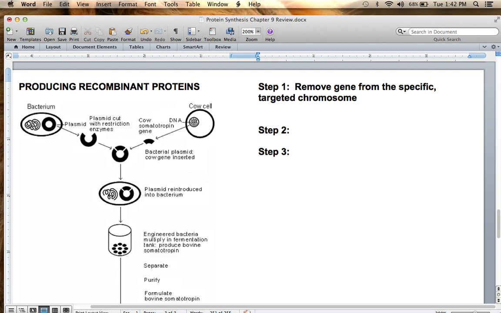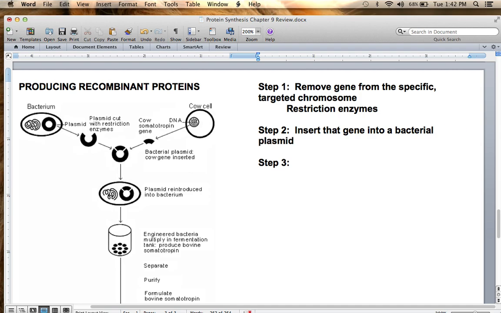The way this is done is through specific enzymes called restriction enzymes, and they act like molecular scissors. They go in and snip, snip, snip, and basically remove the gene you care about, and they leave sticky ends on that gene, so the gene wants to combine back up with some more DNA. It's almost like a magnetic attraction, something sticky. It wants to combine back in. So you removed the gene from the specific chromosome, and then step two is you're going to insert that gene into a bacterial plasmid.